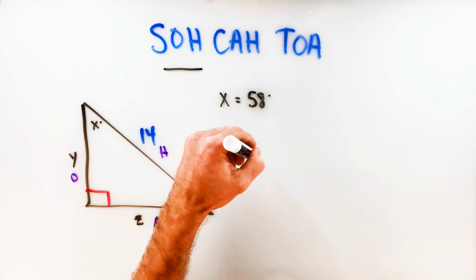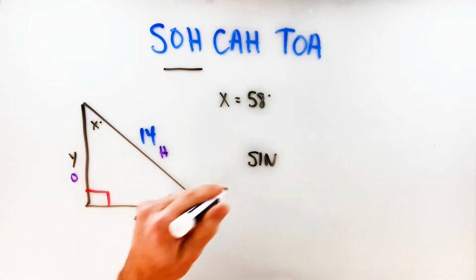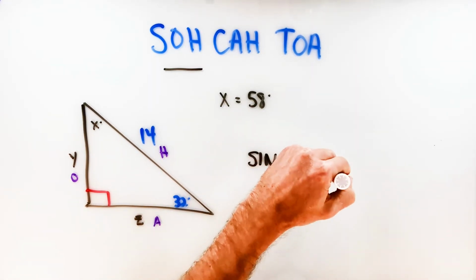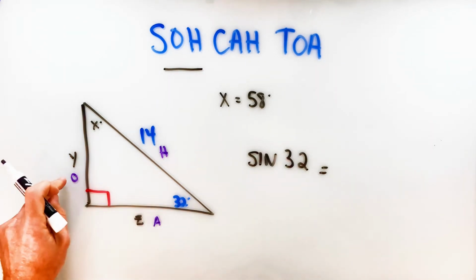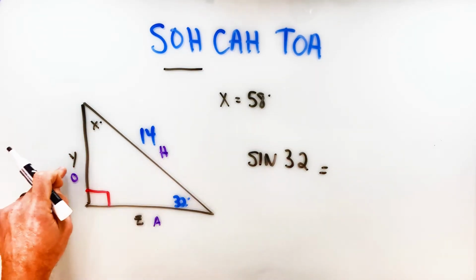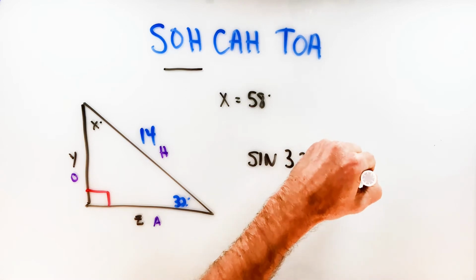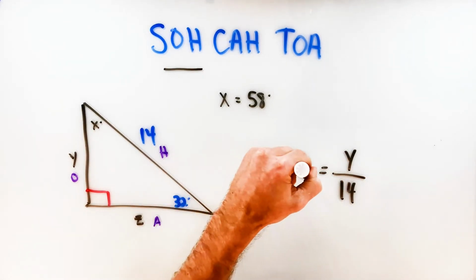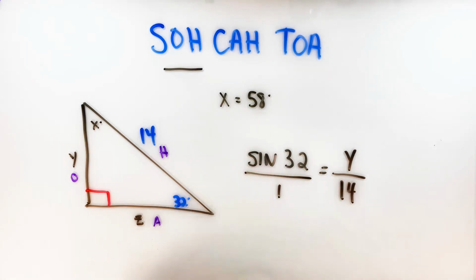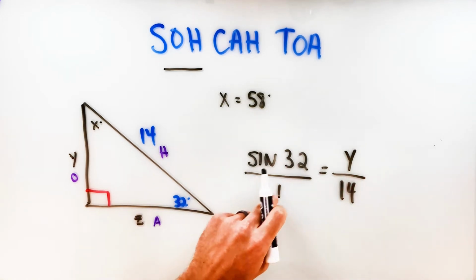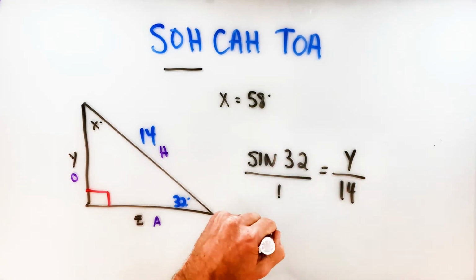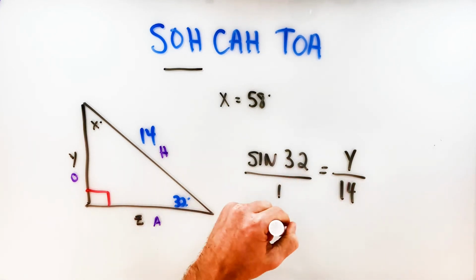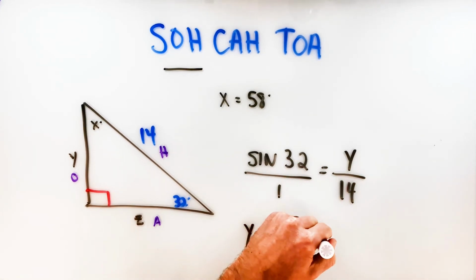So the way that looks is I take the sine ratio of my 32-degree angle. I'm going to make a ratio of the opposite leg over the hypotenuse, so that is y over 14. And then I put sine of 32 over 1 to complete a proportion. Okay, so I've got my proportion. To solve a proportion, we're going to take the cross product, or cross multiply: 1 times y, which is y, and then 14 times sine 32.